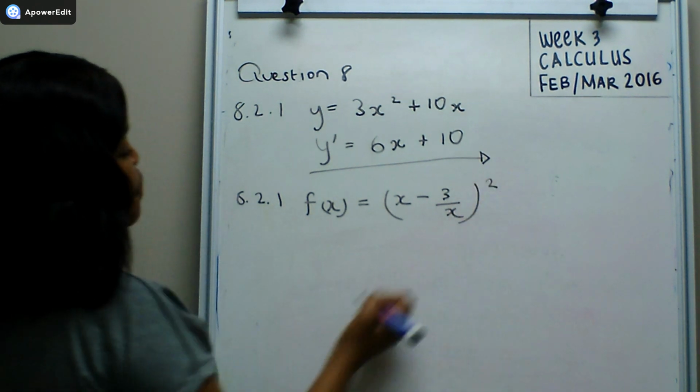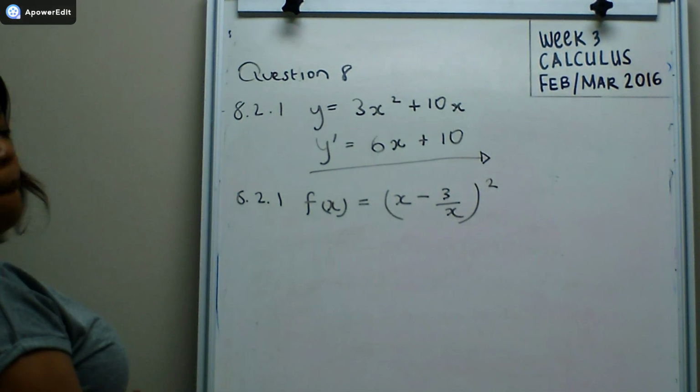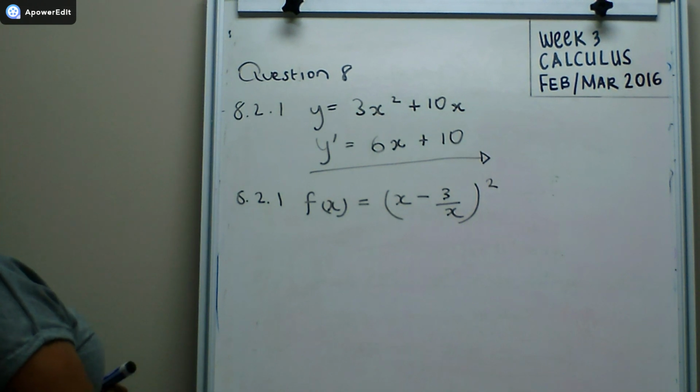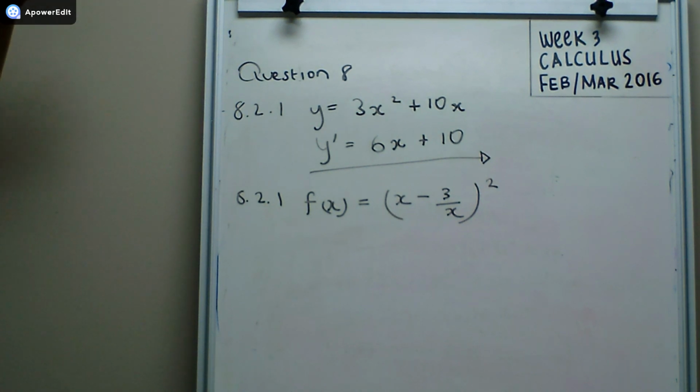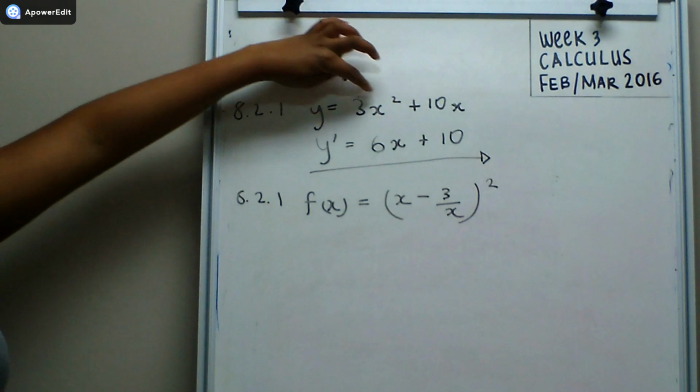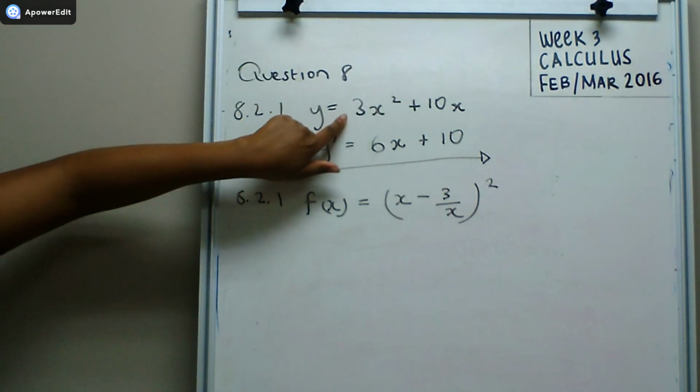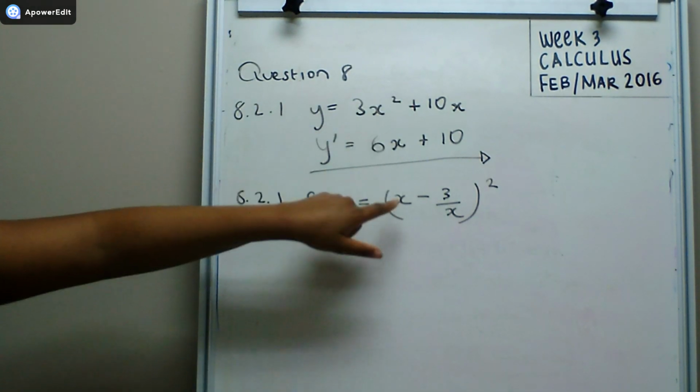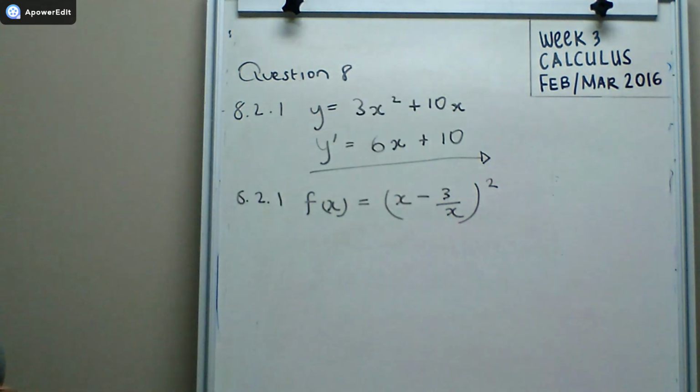I just differentiated that. I got 6x plus 10, and as you can see, the x just went away, but I'll show you how to do that. So the next question, okay, I made a mistake actually there, because that 8.2 was supposed to be 8.2.2. The f of x is equal to (x minus 3 over x) all squared. So that is a separate question. It's not the same thing.